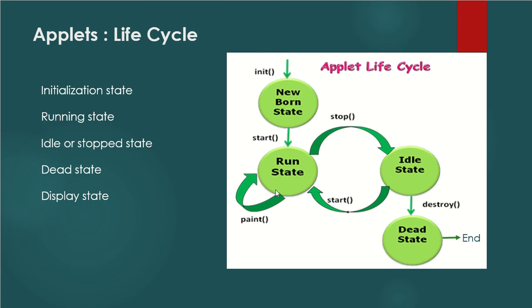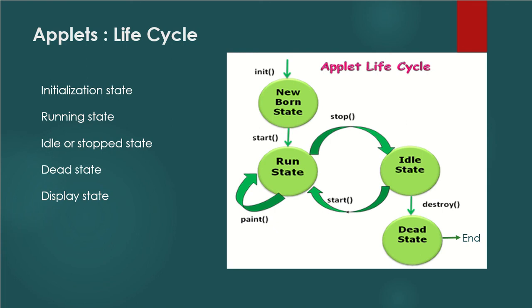If the applet has completed its execution, it can be taken out of the memory. In that case, you will use the destroy method. First, you will call the stop method to take the applet to the idle state. Then from the idle state, you will invoke the destroy method to make the applet dead and it will be removed from memory. So that is about the life cycle of an applet. As I said, the init method and destroy method will occur only once in the life cycle of any applet, whereas the start method, stop method and paint method can execute multiple times. So that is about the life cycle of an applet.